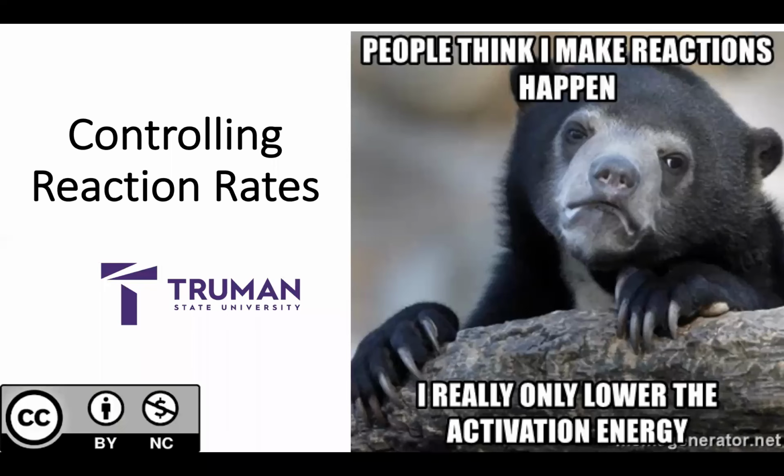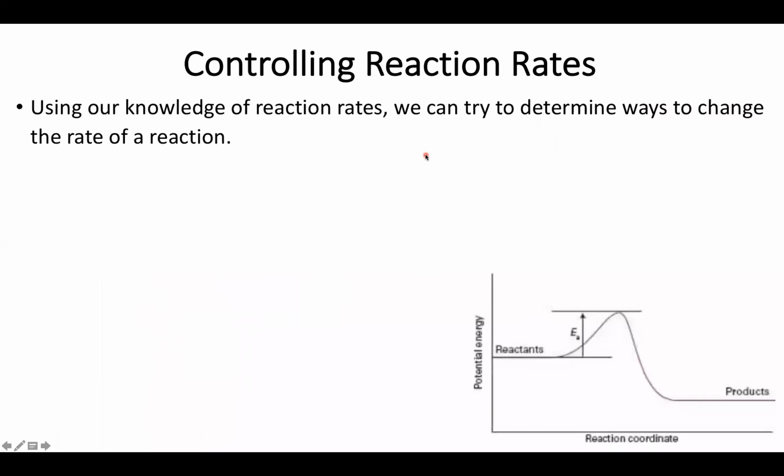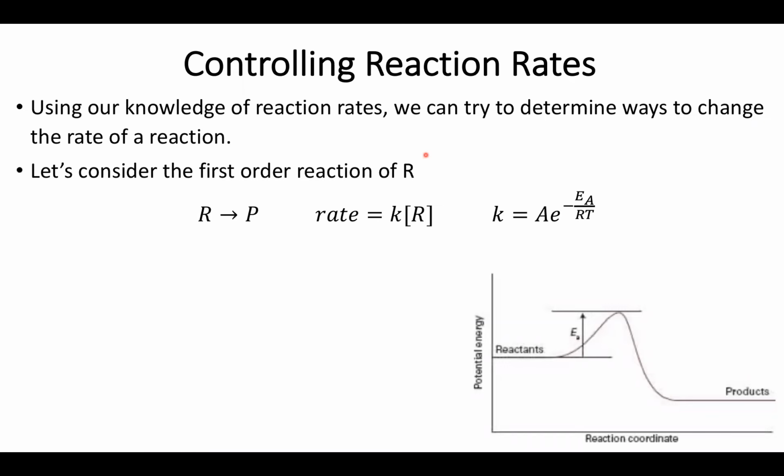So today we're going to be looking at ways we can control the rates of our chemical reaction. And to do this, one of the best ways to start is to go ahead and return to our look at Arrhenius. So let's go ahead and consider trying to slow down or increase the rate of a first order reaction of reactants going to products.